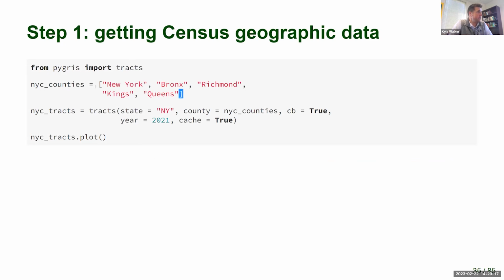A list is going to be a data structure in Python that includes multiple elements separated by commas. So I'm going to say the New York City counties are New York, Bronx, Richmond, Kings, and Queens. I make a list of that, and then I can pass a list of counties to the county parameter here. So I want census tracts for 2021 for New York, for these counties from the cartographic boundary data set.